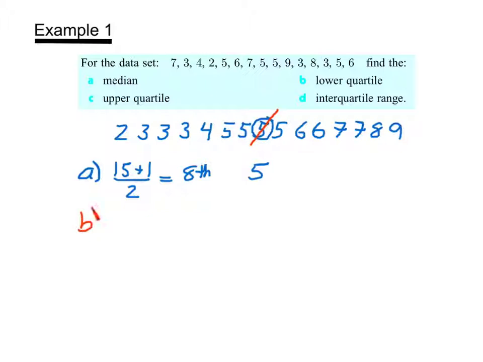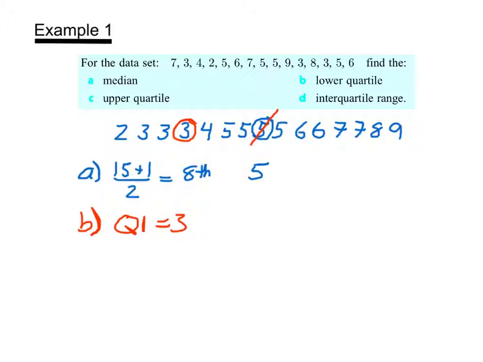So we're going to split the lower quartile again. It's pretty much finding the median for the lower half of the data, and we want to find the middle data point, or the 4th data point in this case. So the lower quartile, or Q1, equals 3.